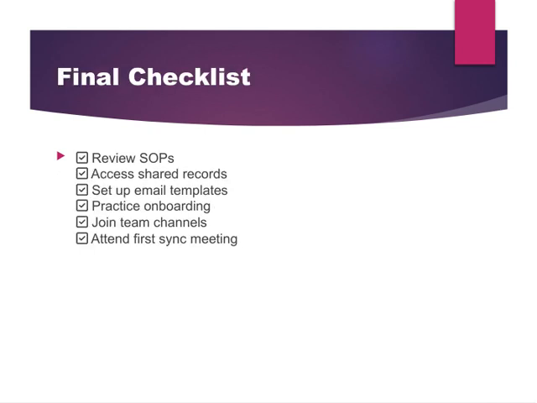All right, we're at the final checklist, and this is where everything comes together to ensure a smooth start. First, make sure to review the SOPs, or Standard Operating Procedures, because they serve as your roadmap for consistent and effective work. Next, access the shared records. Familiarize yourself with the files and tools your team uses daily to stay aligned. Setting up email templates is also key. Having these ready will save time and help you communicate professionally from day one.